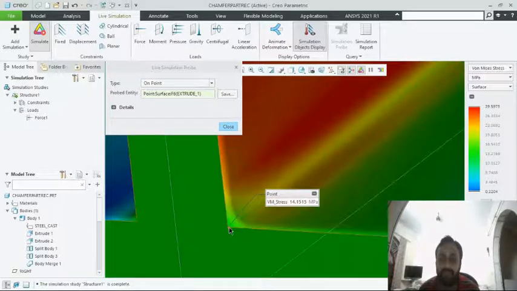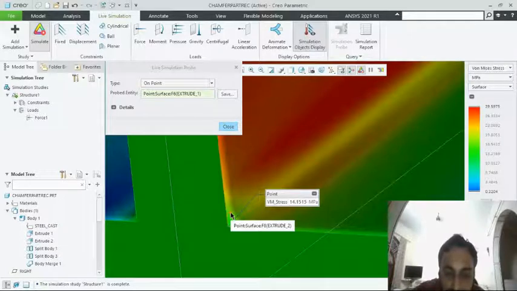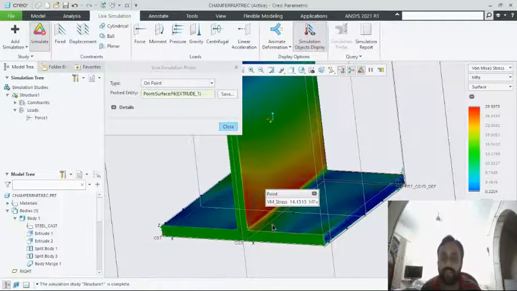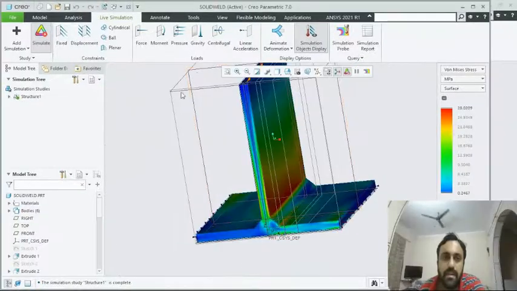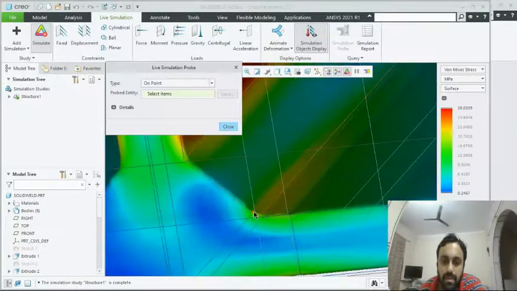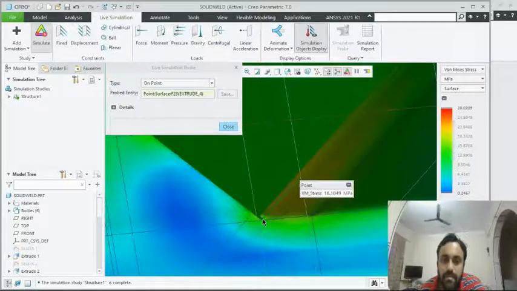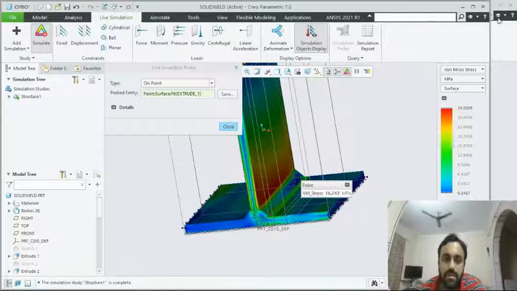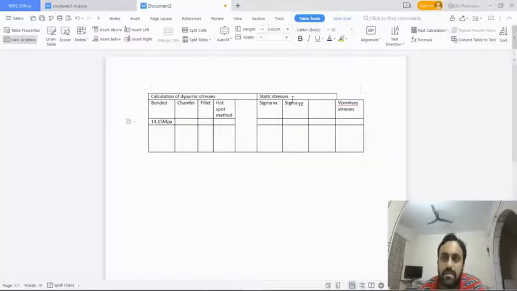It's coming out to be 14.15. This is our part. Basically, it's 100 comma 100 comma 6 from downside and 100 comma 100 comma 6 from upper side. And if we check the simulation probe at the corner of the bend, it comes out to be 16.243 megapascal. So we jot it down there: 16.2 megapascal.